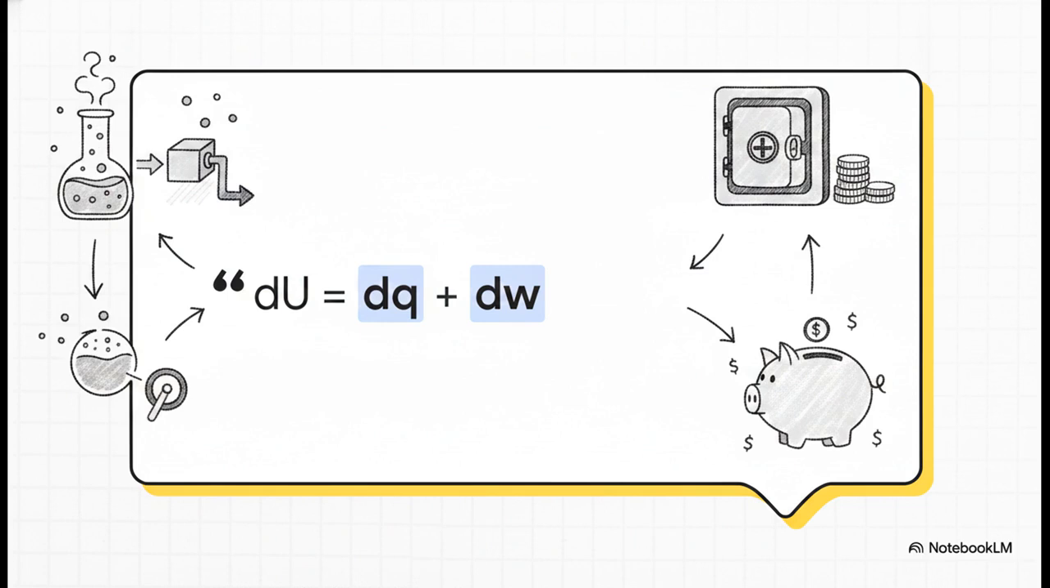And we can summarize that grand cosmic rule with one elegant little equation. dU equals dQ plus dW. Any microscopic change in a system's internal energy, that's dU, is exactly equal to the heat exchanged, dQ, plus the work done, dW. Remember our bank account from earlier? This is just the literal mathematical formula for calculating your balance.